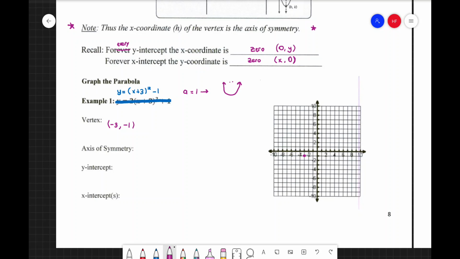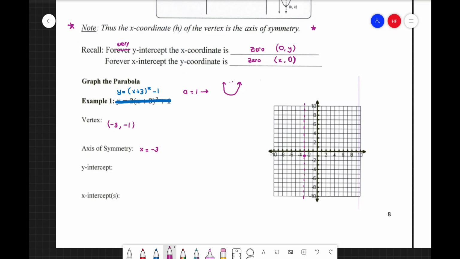So my vertex is my minimum. And then for the axis of symmetry, remember it says that the x coordinate of the vertex is the axis of symmetry. So x equals -3 is the line that goes straight through the vertex and cuts my parabola in half.